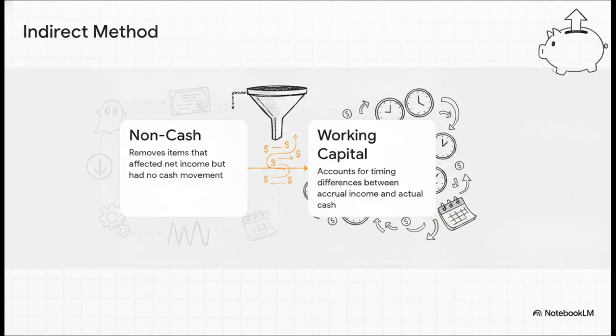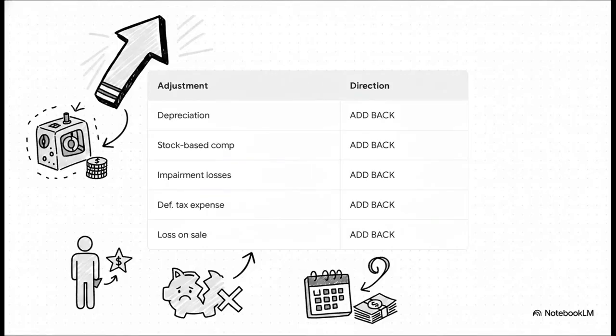This is a 2-step process. Step 1 focuses completely on identifying and removing items that changed your net income on paper, but never actually involved a single dollar moving in or out of the bank account this period. It's actually fascinating how logical these add-backs are when you just pause and think about them.